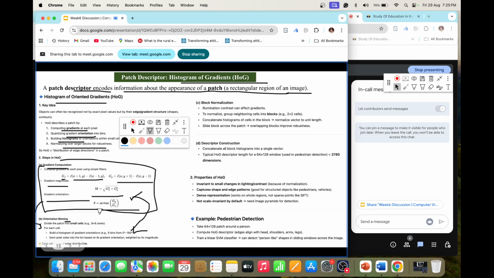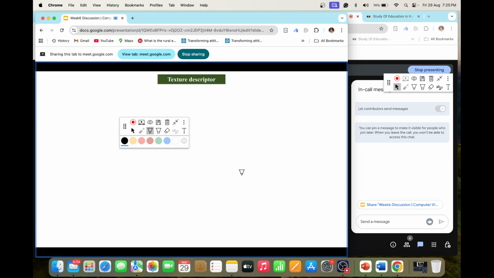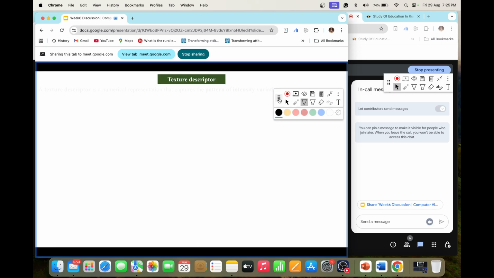Okay, we do the histogram of oriented gradient. So this is the operator known as histogram of gradient. Other things you can read after this class, but this is the whole idea. I am a bit fast, but you can just read all this theory.